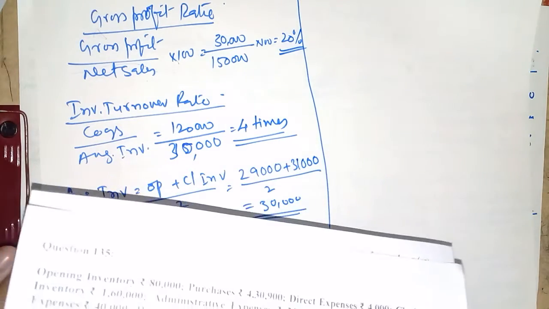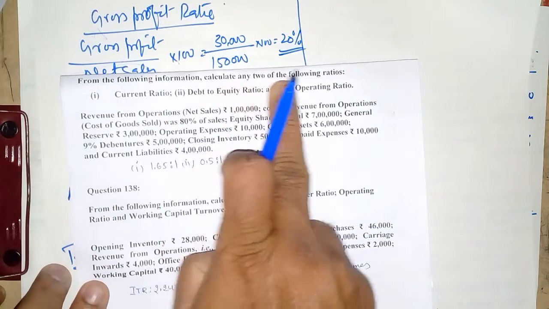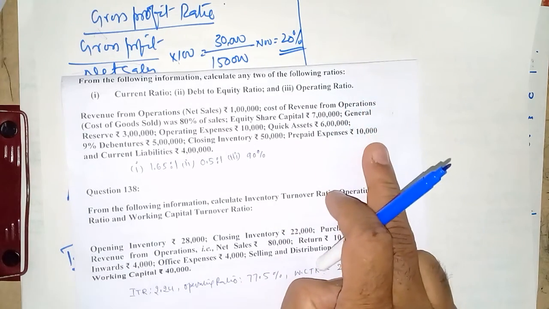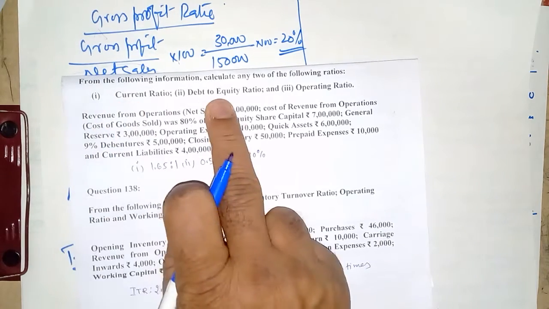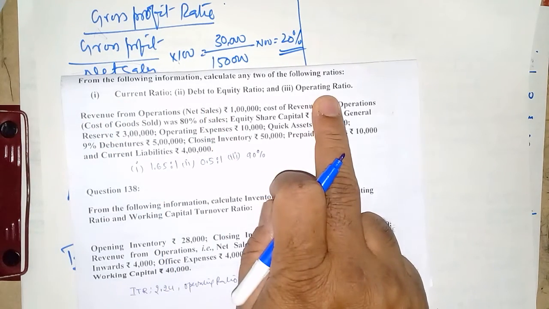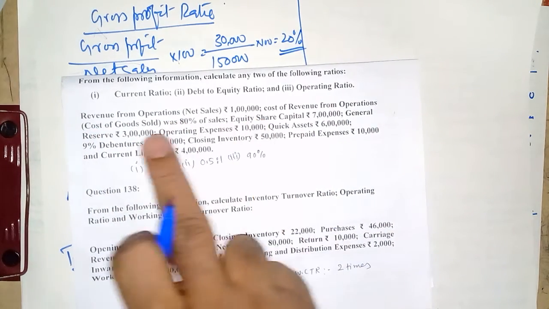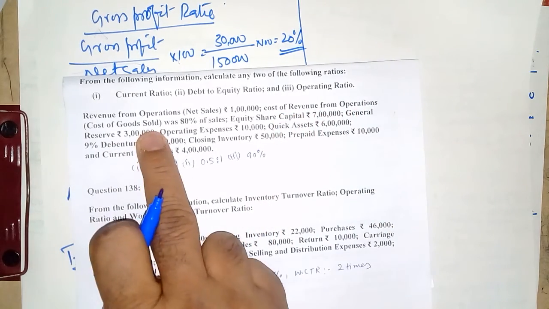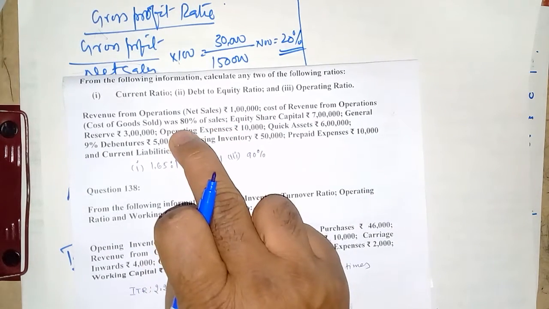The question number is 137. What the question says: from the following information, calculate any two of the following ratios. Of course, we do all the three, but in the question it is given any two of the following: current ratio, debt equity ratio, then operating ratio. Revenue from operation, net sales is 10 lakhs. COGS, cost of revenue from operation or cost of goods sold, was 80% of sales. In the sense, this 1 lakh into 80% comes to 80,000 will be our COGS.